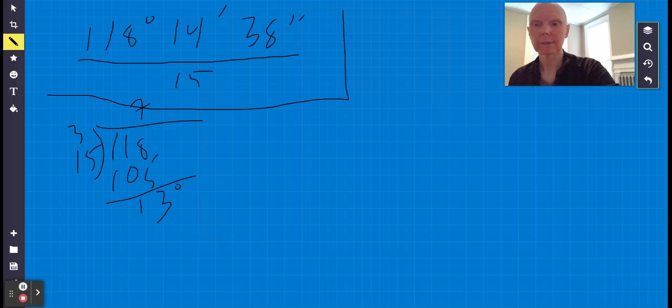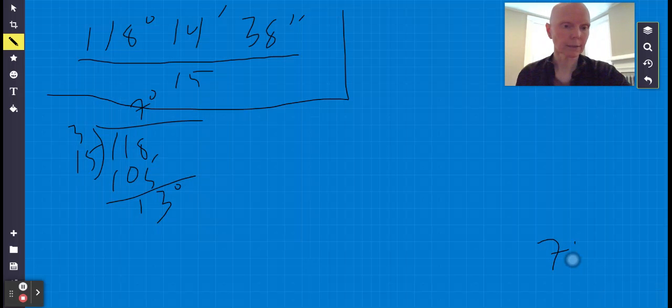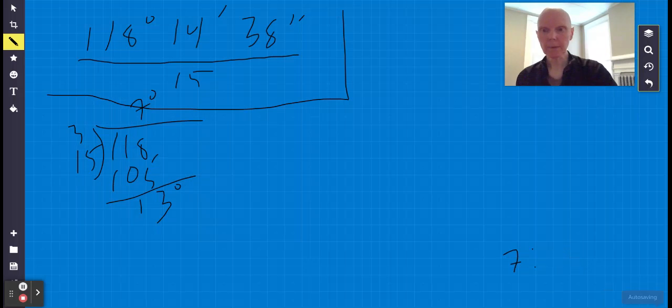So this is 7 hours, with 13 hours left over. Let's put the 7 over here, and that's going to be hours. We can't divide 15 into 13, so we have a leftover. Well, let's convert that to minutes.